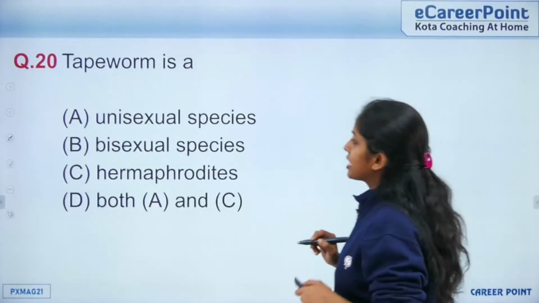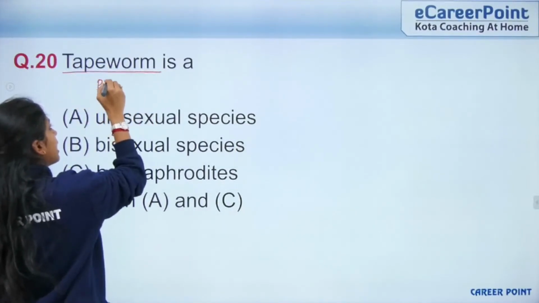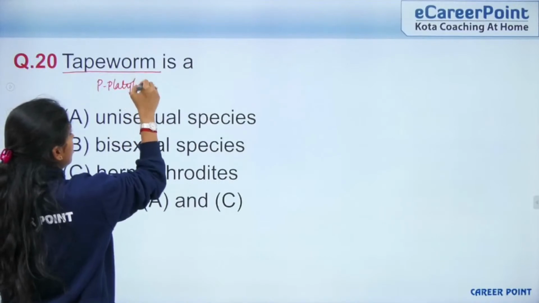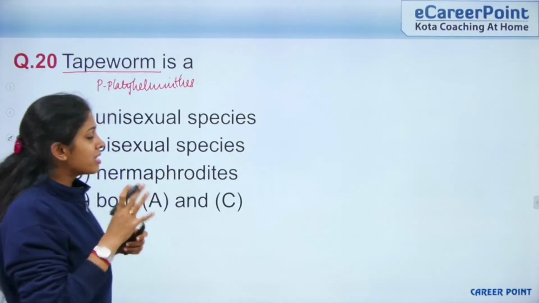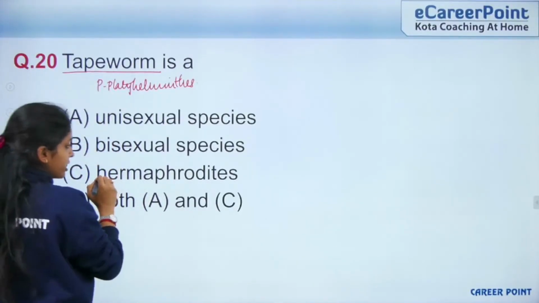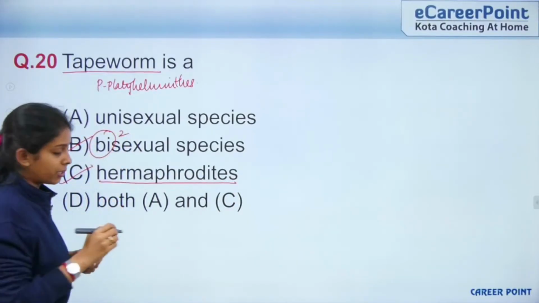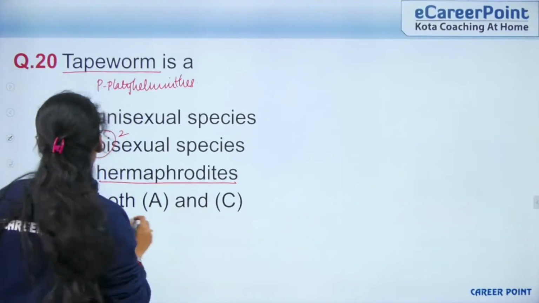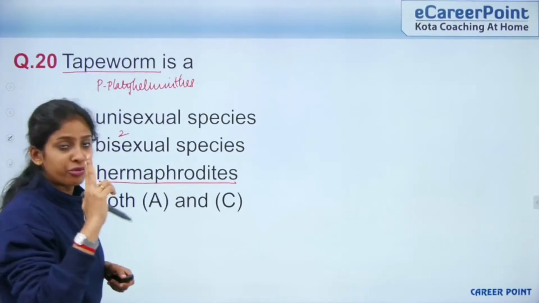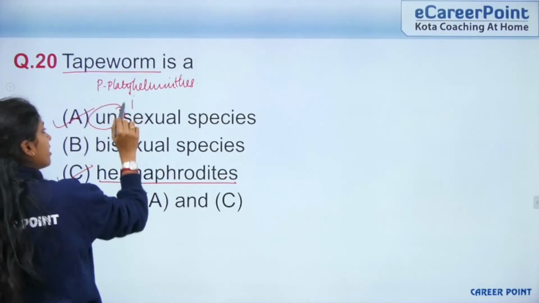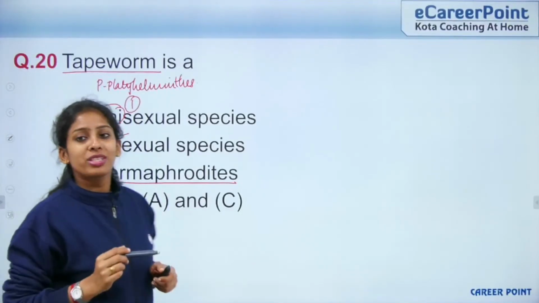Tapeworm is unisexual, bisexual, hermaphrodite, both B and C. So tapeworm comes under the phylum Platyhelminthes. In Platyhelminthes, the sexes are not separate. That is, the male and the female sex are present in the same organism. So it is a hermaphrodite species and it is also bisexual, that is, two sexes are present together. Bi is 2, so it means there are two different species. So it should be unisexual, only one organism is there which has both the sexes. So the right answer is both A and C.